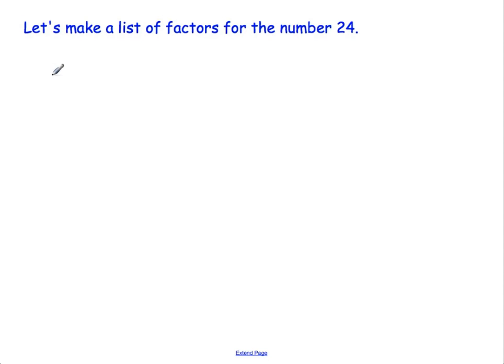Pause the video right here if you need more time to copy these down. Now let's take an example, the number 24. Let's make a list of factors for the number 24. Also put this in your notes. Now let's think about the strategy that we just talked about. We start with number 1 and we ask ourselves, is 1 a factor of 24? Well, absolutely it is. And what's its pair? 24. So we're going to put 1 and we're going to put 24 on our list.